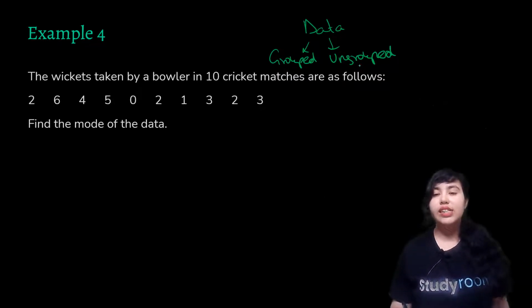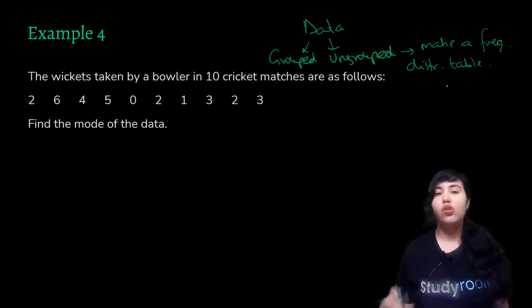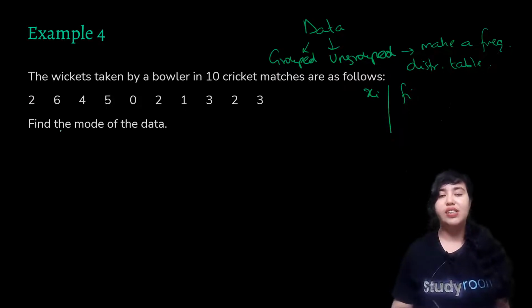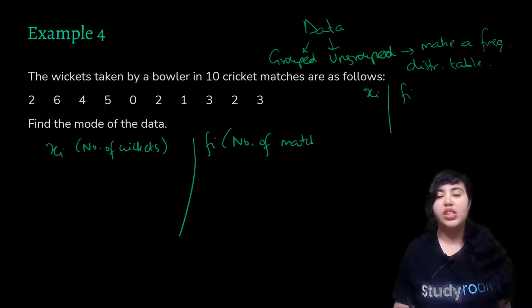What you are going to do is make a frequency distribution table first of all. You know by now what a frequency distribution table looks like. So in case of ungrouped data where there are no class intervals, the table will look like xi and then you'll have a column for fi. Here the data has been given to you in the raw form. Let's convert it into a frequency distribution table. These are my observations xi. They are basically my number of wickets if we go by the question. And then we have fi, which are the number of matches.